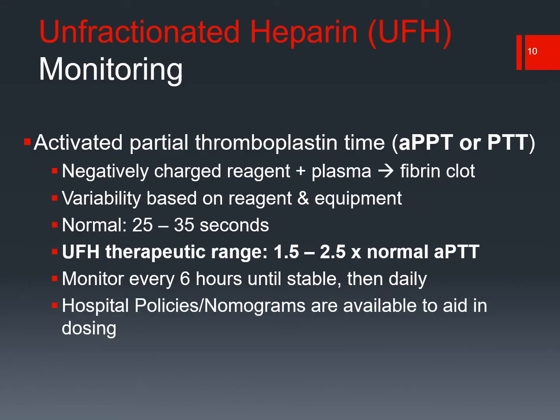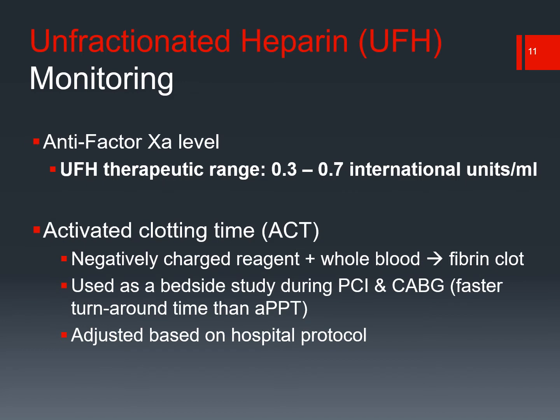Unfractionated heparin is most commonly monitored using laboratory evaluation with activated partial thromboplastin time, abbreviated APTT or PTT. What we're looking for is a therapeutic range of 1.5 to 2.5 times the normal level of APTT. Unfractionated heparin can also be monitored using an anti-factor 10A level. And if you do draw that level, your therapeutic range would be considered 0.3 to 0.7 international units per milliliter.